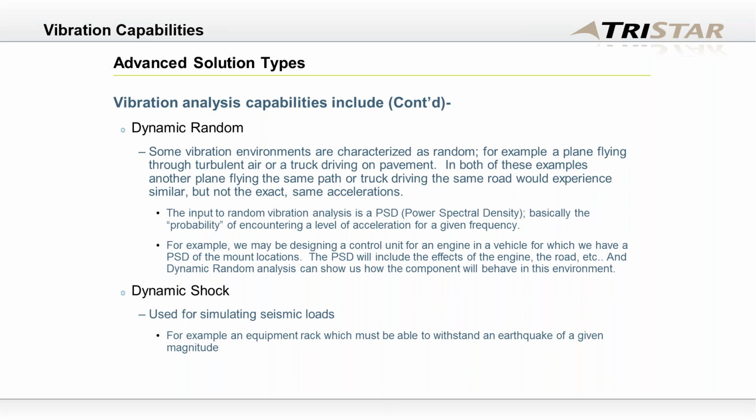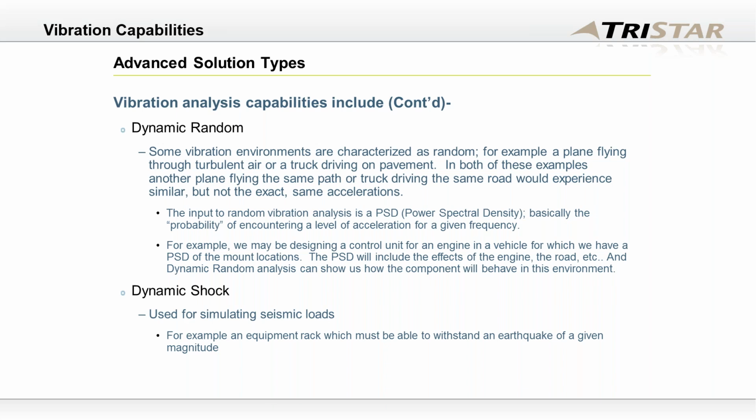It's huge, right? That's where they might say, okay, you want to make sure that this will pass this PSD, or they will give you that G squared per hertz curve that you need to pass, and then you can test the response of the system. It's more like a probabilistic study than a deterministic study, dynamic random.